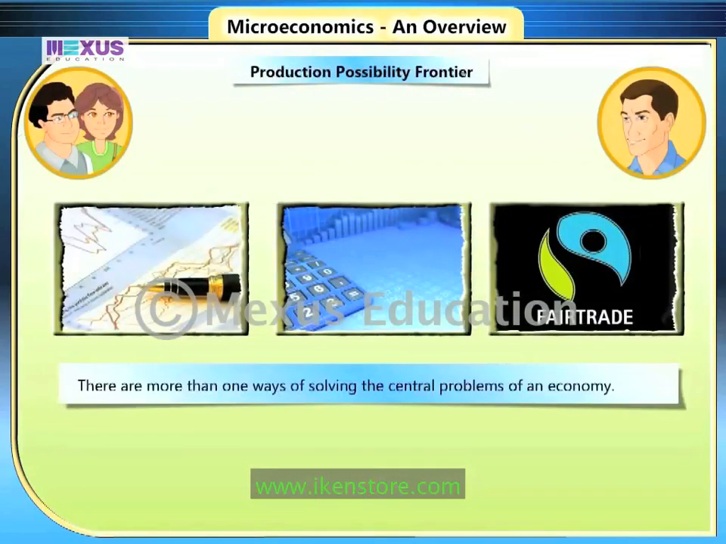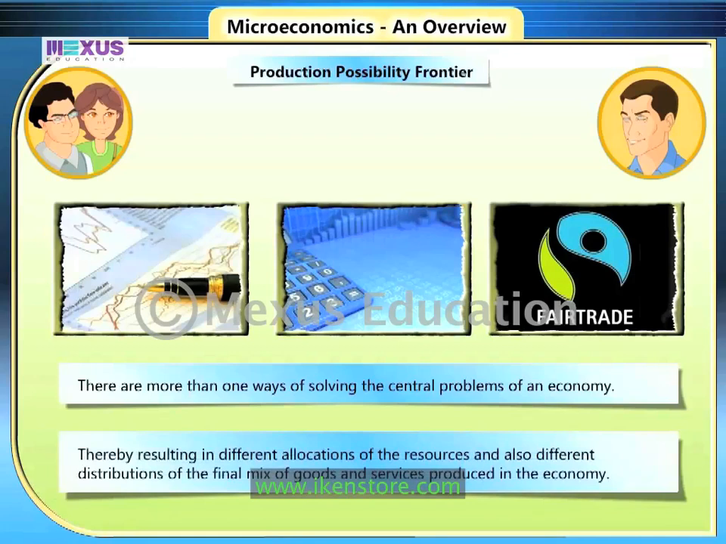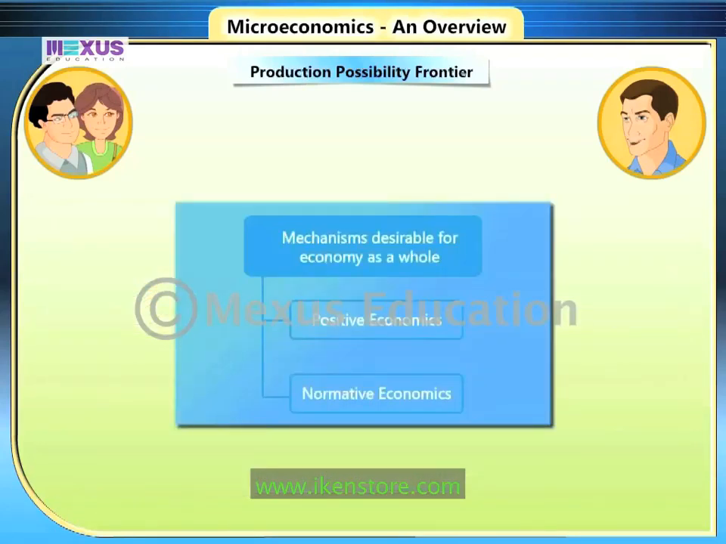We know that there are more than one ways of solving the central problems of an economy. These different mechanisms in general are likely to give rise to different solutions to those problems, thereby resulting in different allocations of the resources and also different distributions of the final mix of goods and services produced in the economy. Therefore, it is important to understand which of these alternative mechanisms is more desirable for the economy as a whole.